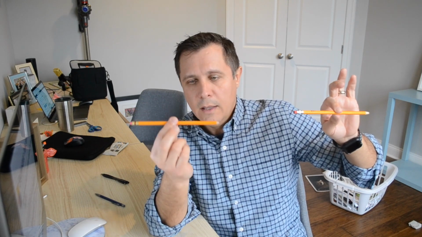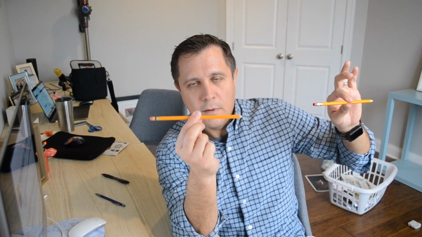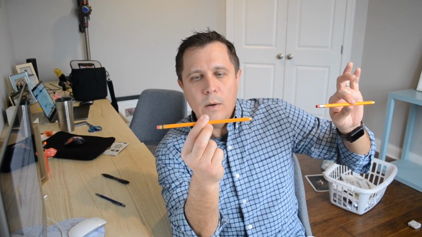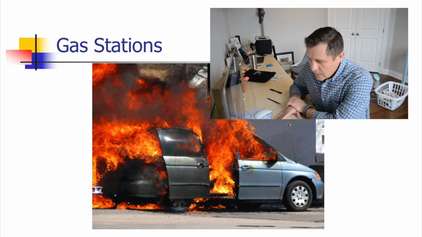All right. Now, let's say right away I snap this pencil in half. Well, then what would happen is this side would be positively charged, and this side would now be negatively charged. And we call that electrostatic induction. I'm not going to go into too much with that, but I just wanted to point that out.